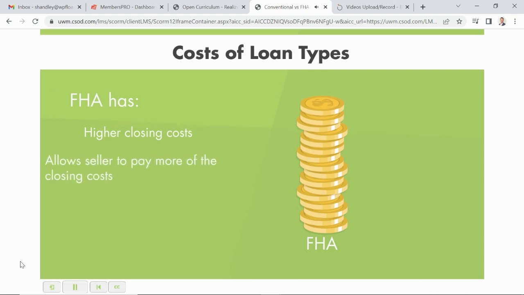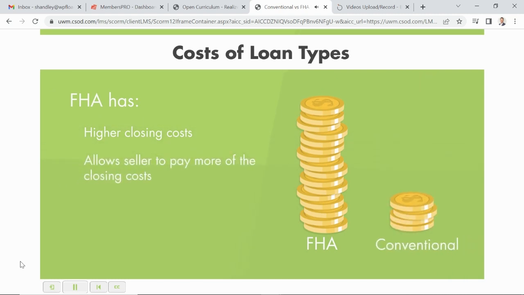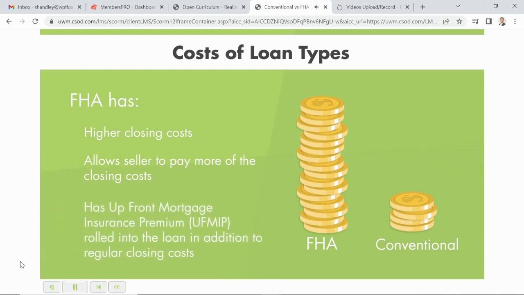However, FHA allows the seller to pay more of the borrower's closing costs than conventional loans do, which can make FHA loans cheaper upfront. FHA loans also have an upfront mortgage insurance premium that is rolled into the loan in addition to the regular closing costs.